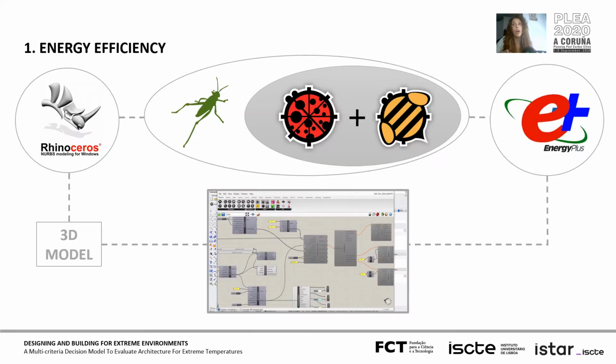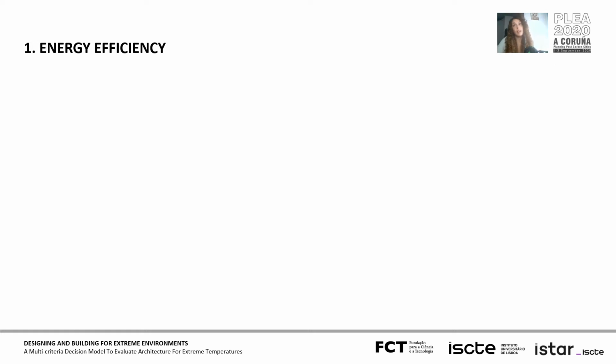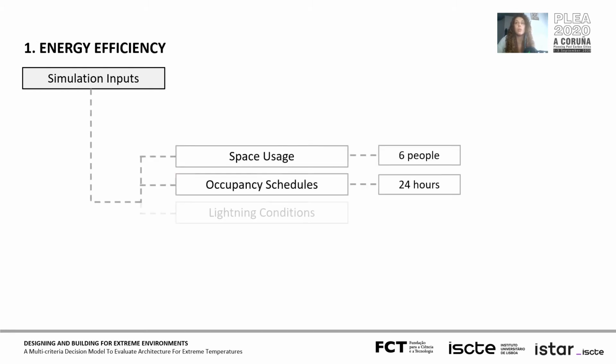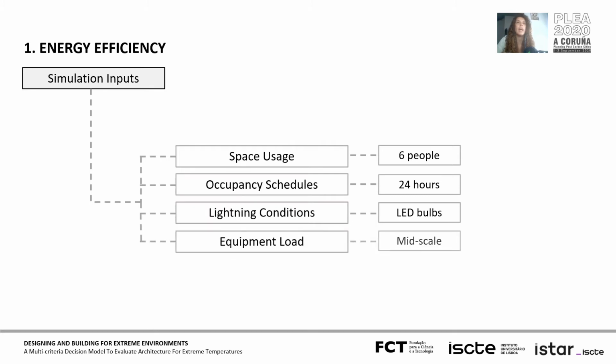Speaking of our criteria, the first one is energy efficiency. This was achieved through designing the model of the prism in Rhino, then importing it into Grasshopper, and communicating with Energy Plus with Honeybee and Ladybug. So in order to conduct the simulations, we needed to give a series of inputs to the software, such as space usage, occupancy schedules, lighting conditions, and equipment load, which mainly refers to electronic equipment. All of this will give us the free-floating interior temperature of our prism.